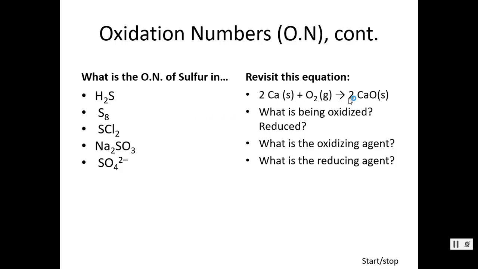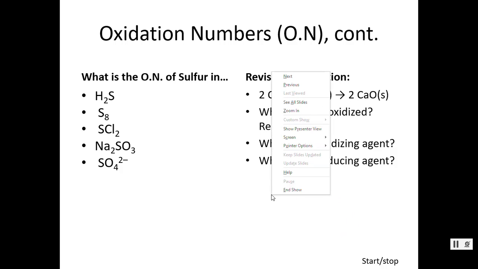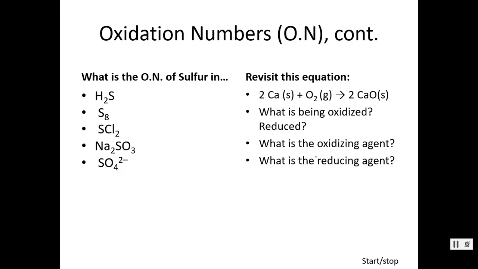If I gave you this balanced combination reaction of solid calcium reacting with oxygen gas to give me calcium oxide, and I asked you what's being oxidized and reduced and what the respective oxidizing and reducing agents are, to answer that question you need to know the charges or the oxidation numbers for the reactants and products. As we talked about in the last video, for elements by themselves, not in an ionic compound, those oxidation numbers are a big fat 0.